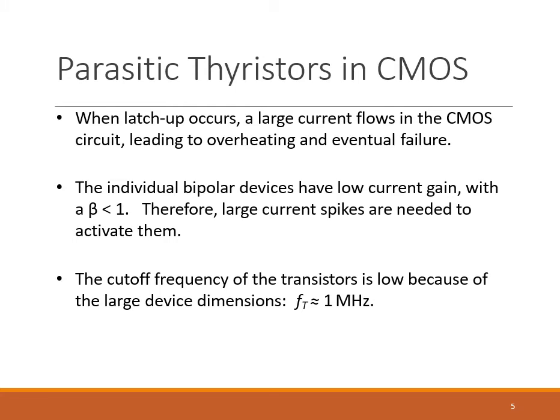Now here, when the latch up occurs, a large current flows in the case of CMOS circuit that will lead to overheating and eventual failure of the device. The individual bipolar devices have very low current gain, as beta is less than 1 for these two transistors. Therefore, large current spikes are needed to activate them. But if these two transistors get activated, then in that case heavy current will flow.